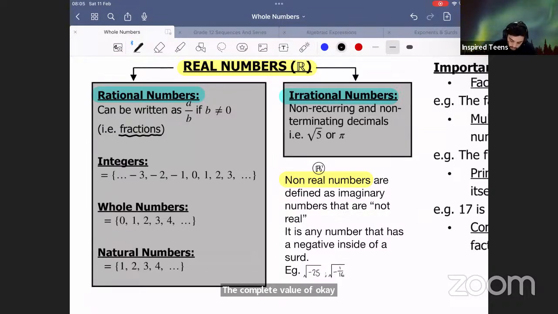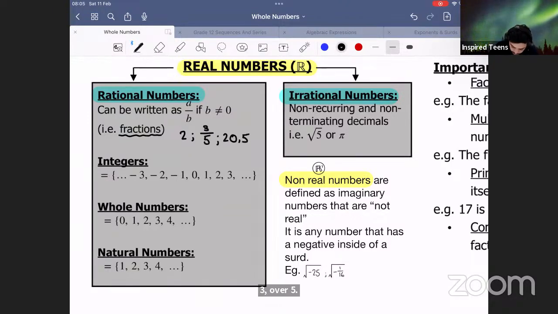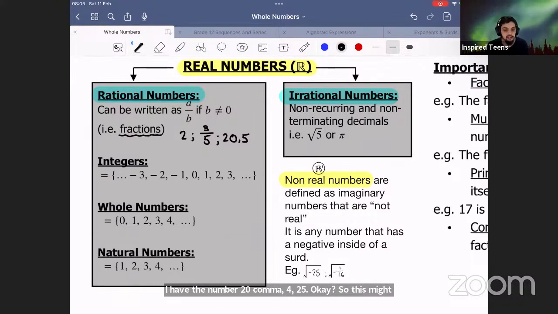So for example, if I have a number 2, if I have a number, let's say, 3/5. I have the number 20,5. Okay, so this might not make exact sense just yet. Let's maybe go through what an irrational number is, and then a rational number will make more sense.